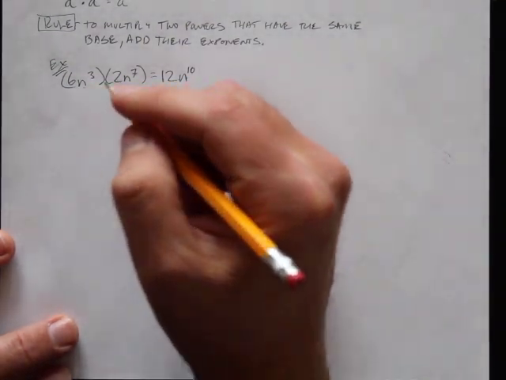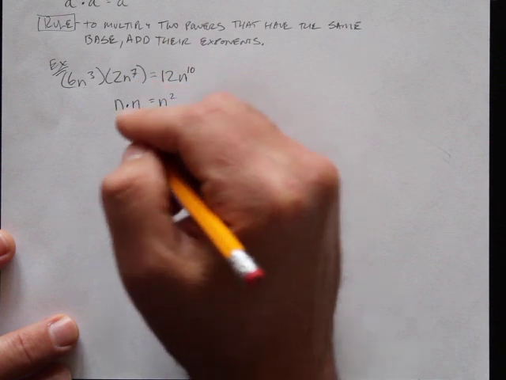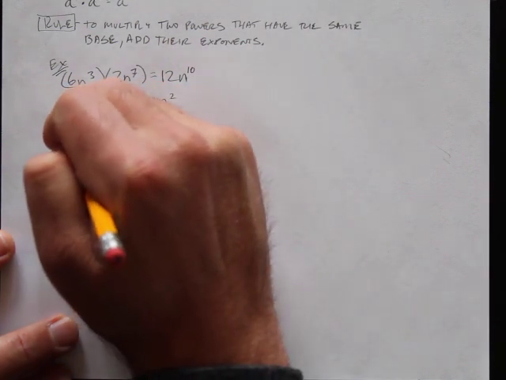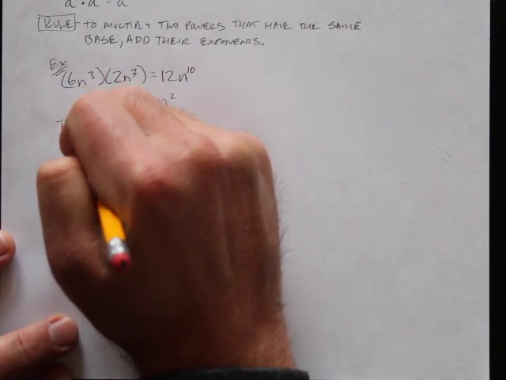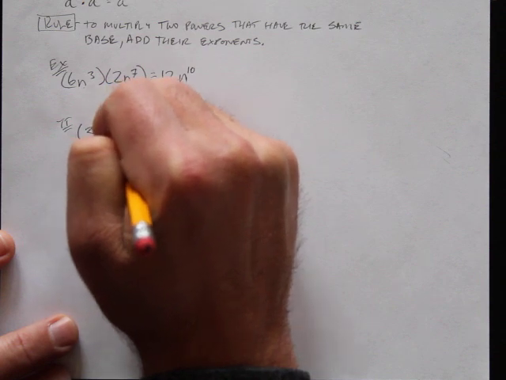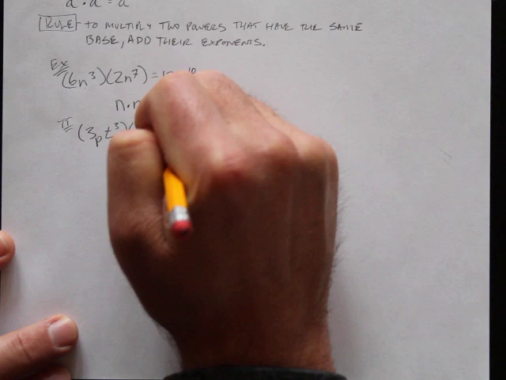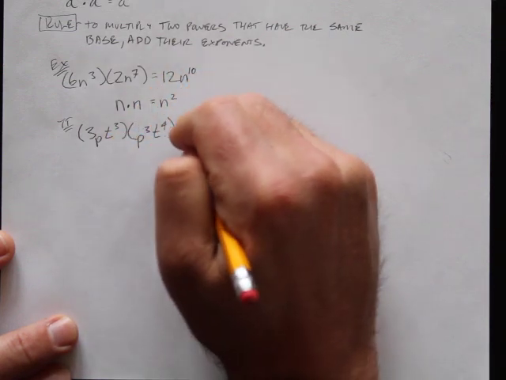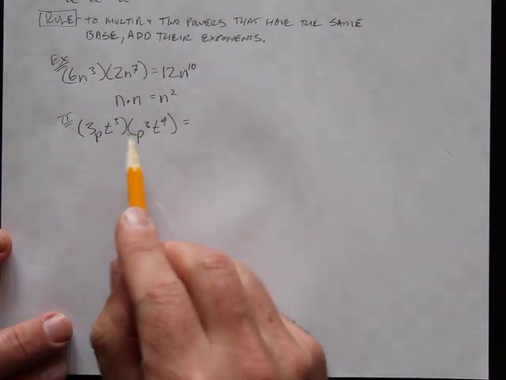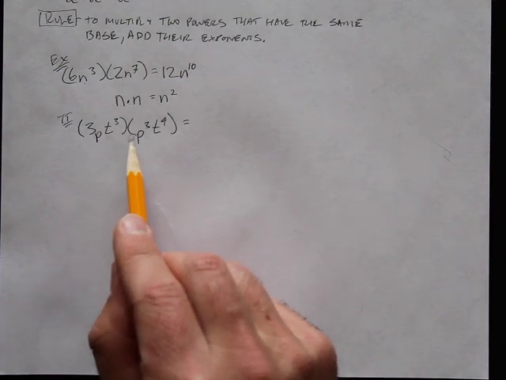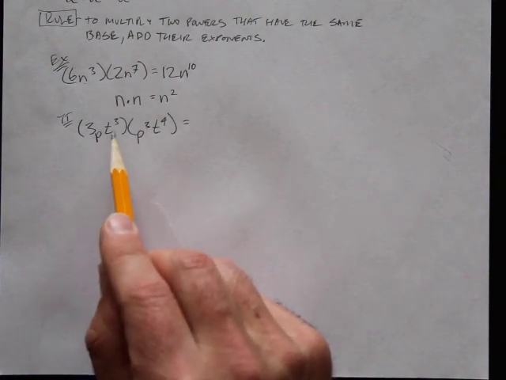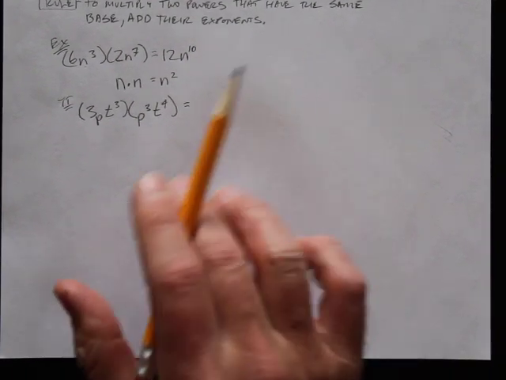Let's do another one. Let's have you try this one. 3pt cubed times p to the third t to the fourth. All right, so just take each thing individually, the 3 times 1, p, and then the t's, and write those out. Let's see how you do. Go.